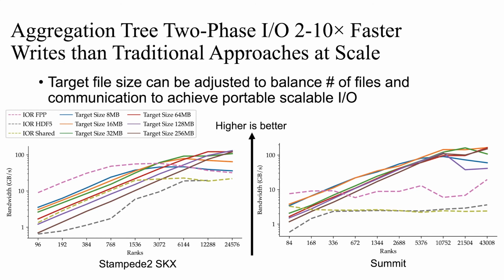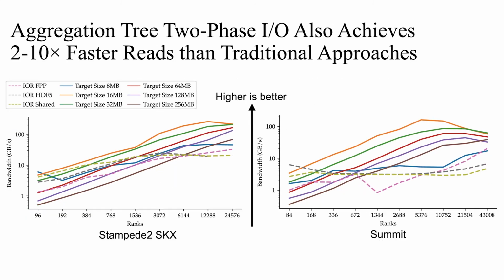This is done by adjusting the target file size to balance between essentially file per process and single shared file I/O, by adjusting the number of files and the amount of communication performed to provide portable and scalable I/O. Similar trends are observed for reads, where the two-phase read pipeline outperforms traditional file per process and single shared file reads.